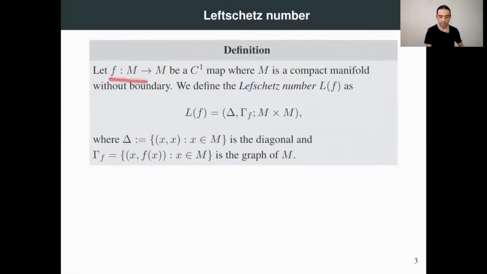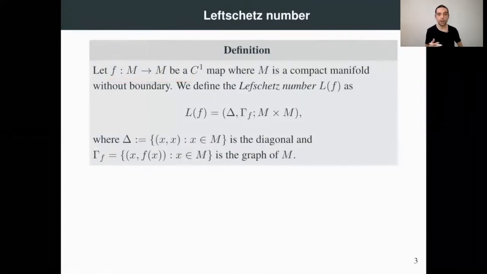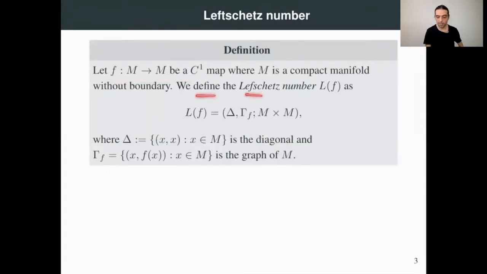Let F be a C1 map from M to M, where M is a compact manifold without boundary. We define the Lefschetz number as the intersection of the diagonal, the submanifold of M times M whose points are of the form (x, x) where x belongs to M, and the graph of F, the points of the form (x, F(x)) for x in M.